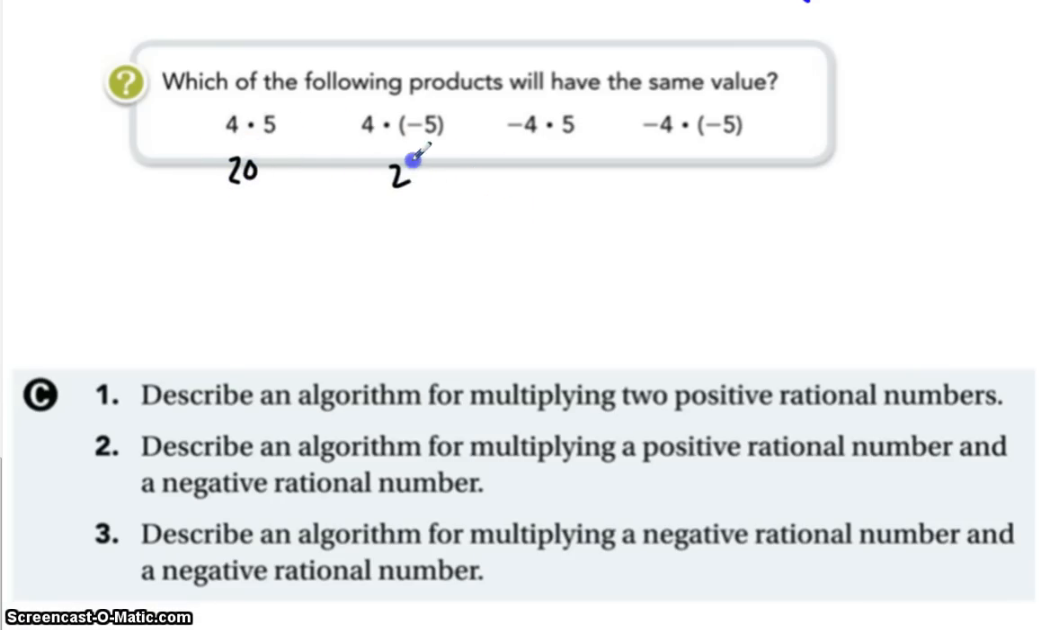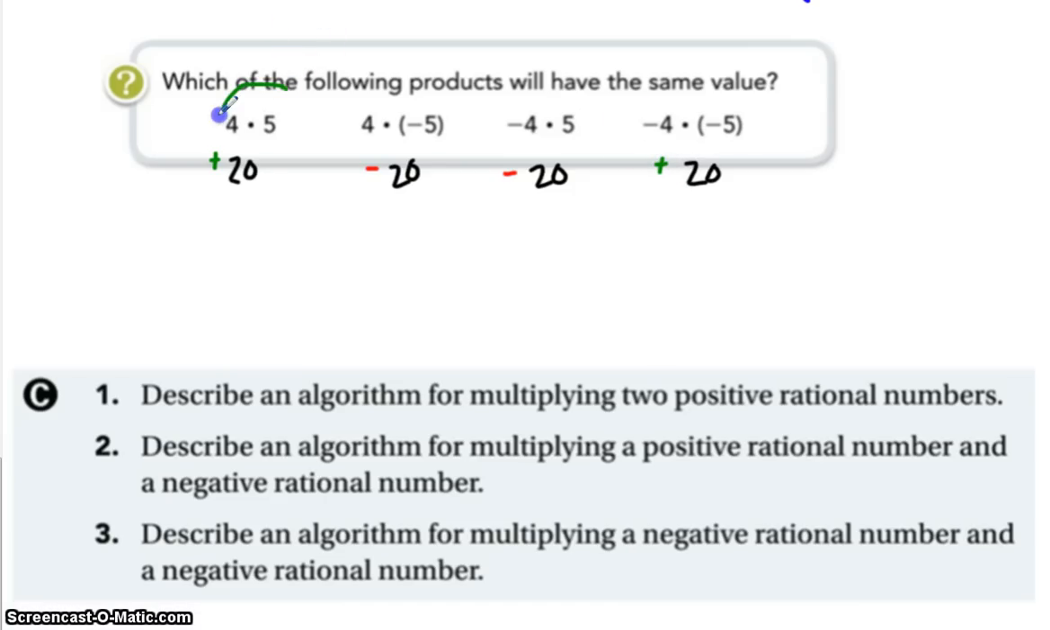So I'm just going to write a 20 underneath all of them because 4 times 5 is 20. The difference is whether or not it's going to be positive or negative. So in this case, we have two positives, positive 4 times a positive 5. Therefore, my answer is positive. Right here, we have positive 4 times a negative 5. And I know from yesterday that a negative times a positive equals a negative. Right here, we have a negative 4 times a positive 5, and therefore we also wind up with a negative answer. In our last one, negative 4 times a negative 5 equals a positive 20.